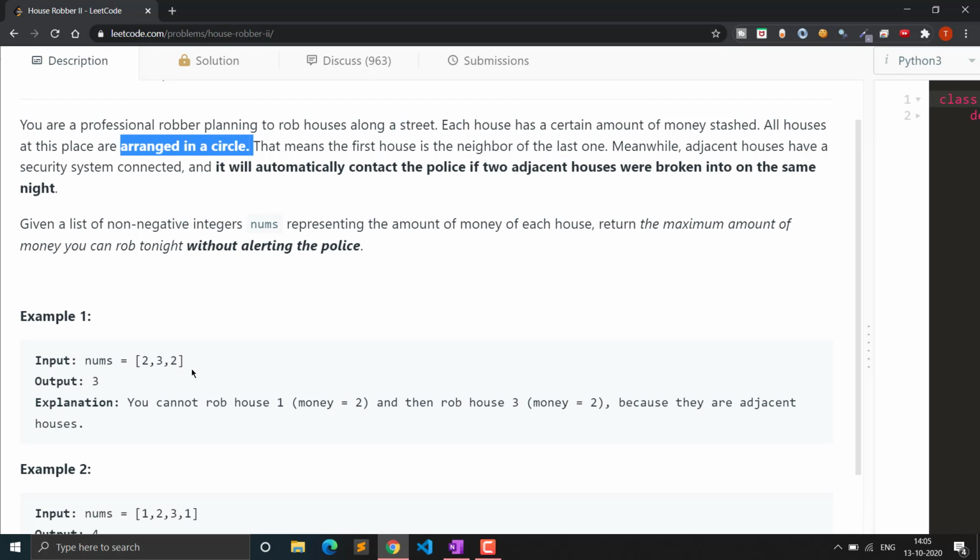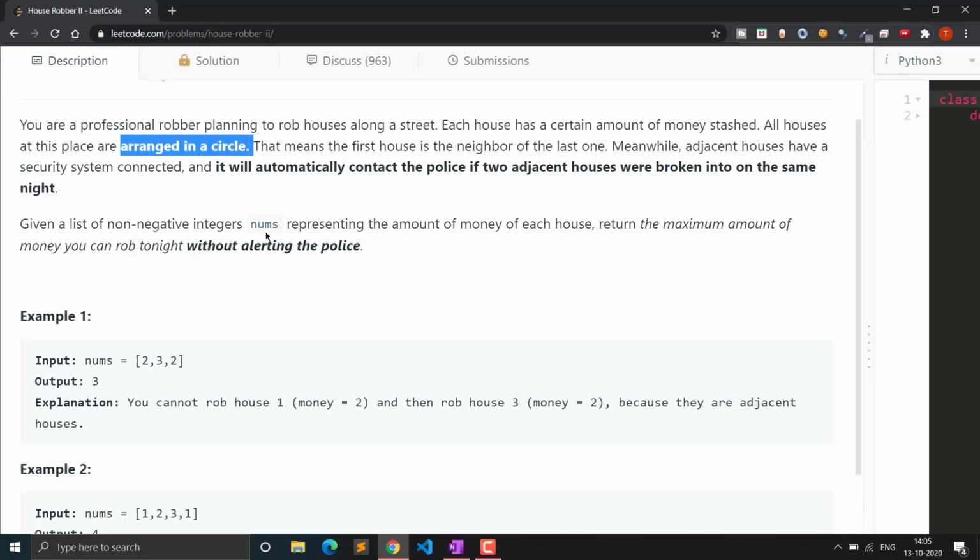But in this you cannot loot the first and the last houses together because they are arranged in a circular manner, so the first one is connected to the last one. If you loot the first one, the alert will go on and the police will come. That's why you cannot loot the first and the last house simultaneously. You have to take care of that. This is the added constraint in this problem compared to the first one.